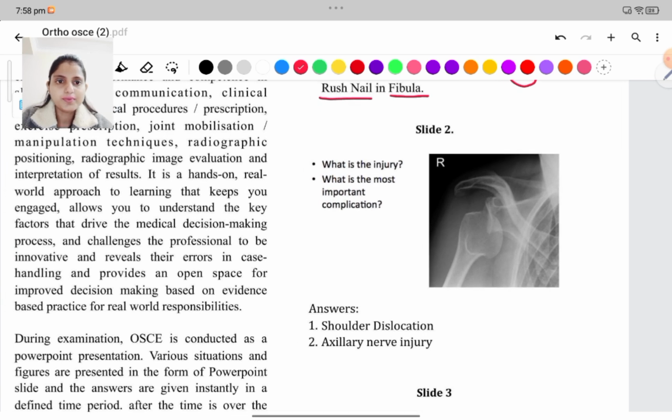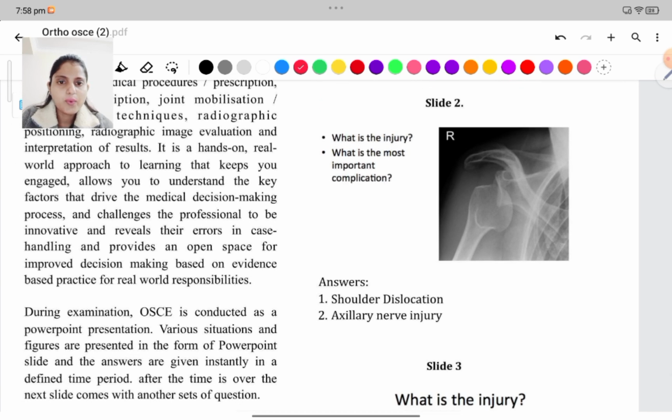Question number 2. What is the injury and what is the most important complication? Here we can see there is dislocation of the shoulder joint. So shoulder dislocation. What is the most important complication in shoulder dislocation? The axillary nerve gets injured.